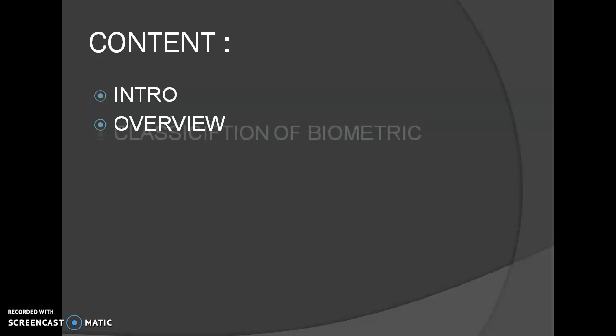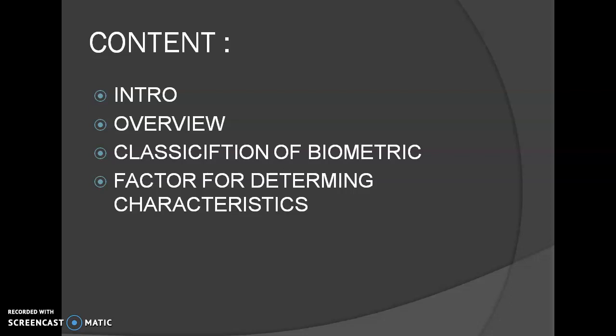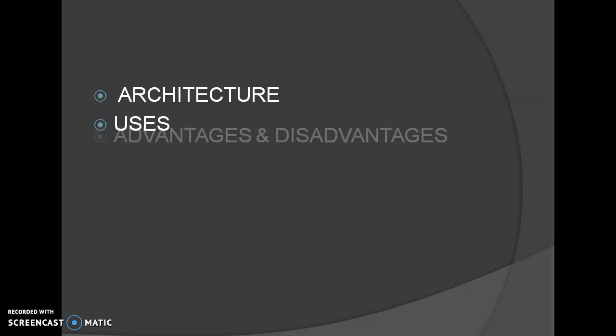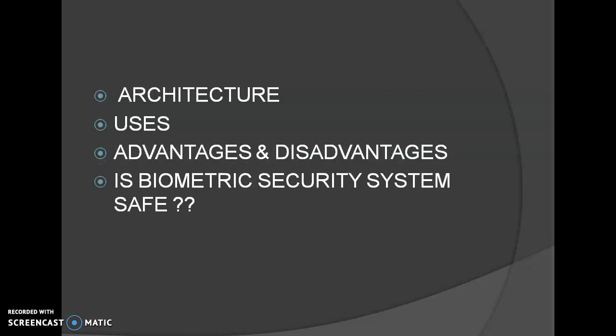First we see the intro of biometric security, then the overview of biometric security, classification of biometric, factors for determining characteristics, examples of biometric security, protocols, architecture of biometric security, uses, advantages and disadvantages. Is the biometric security system safe? We discuss this question at the end of the video.